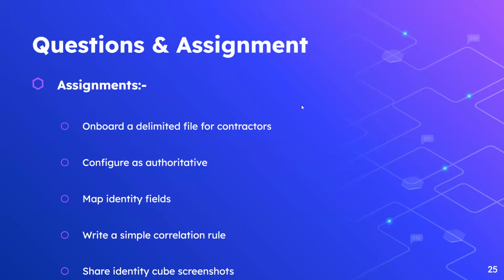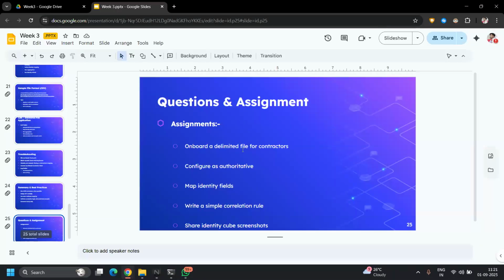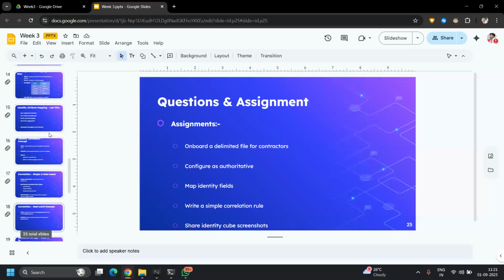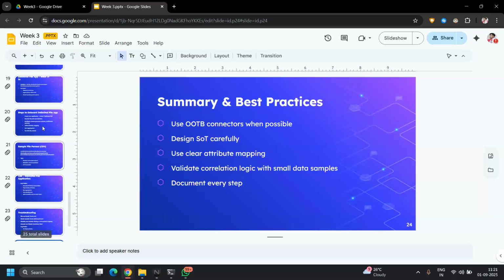Now let's see the assignments. Onboarding a delimited file for contractors, we have done it. Configure as authoritative, we have done it. Map identity fields, we have done it. The simple correlation rule is pending. And the identity cube, we need to update. So, yeah, that is fine, but I'm looking forward to the identity mapping thing.